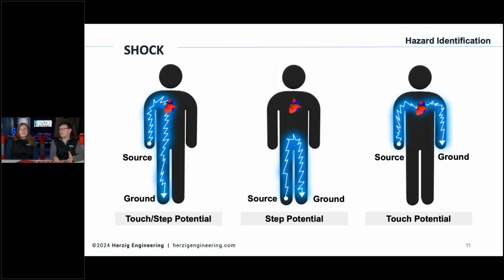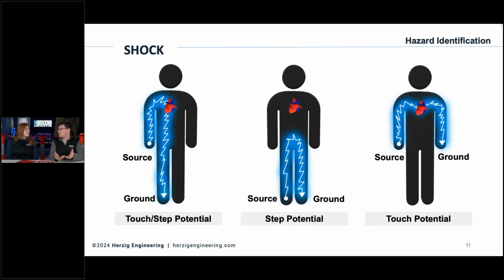Okay, there's 3 different types of potentials when we're talking electric shock. You have a touch step potential, a step potential, a touch potential. Obviously, the ones going through the heart are going to be our most fatal injuries. Life-threatening. Step potential as well. Step potential can still reach the heart, vital organs.